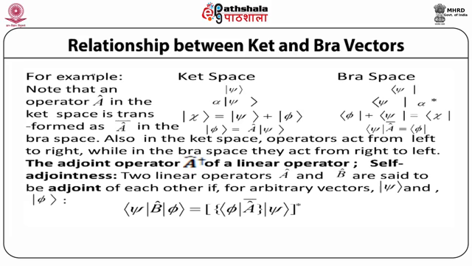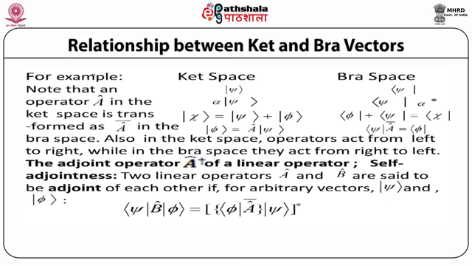Also, in the ket space, operators act from left to right, while in the bra space, they act from right to left. So we can see that in the ket space, if we have a scalar alpha, then the scalar alpha will act on the ket vector psi from the left, while in the conjugate state vector space, if we have a bra vector psi, then alpha star, which is the complex conjugate of the scalar alpha, will act on the bra vector psi from the right.